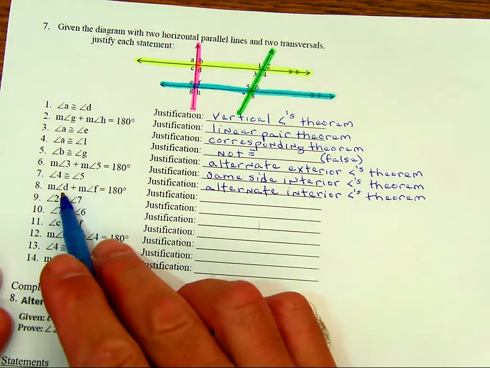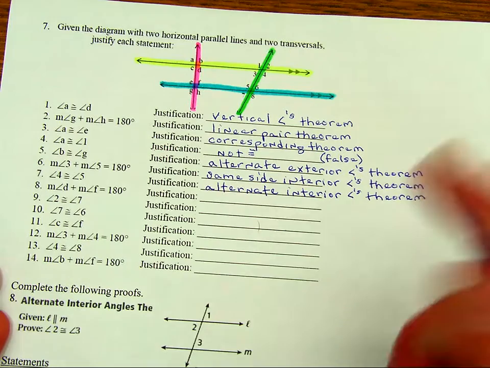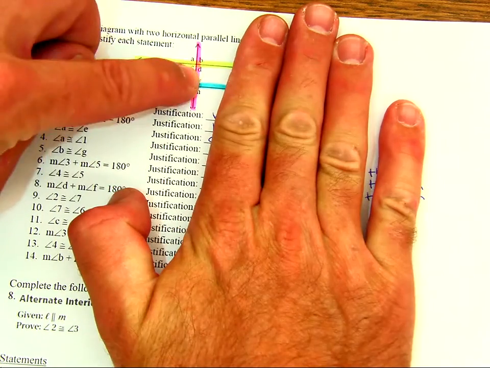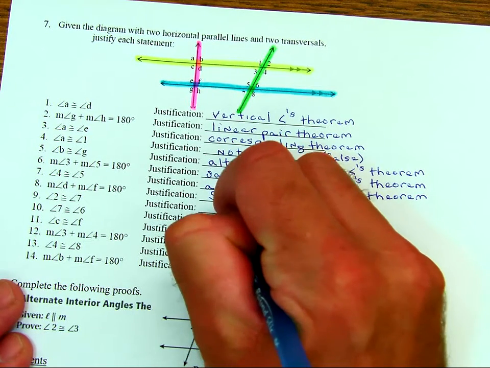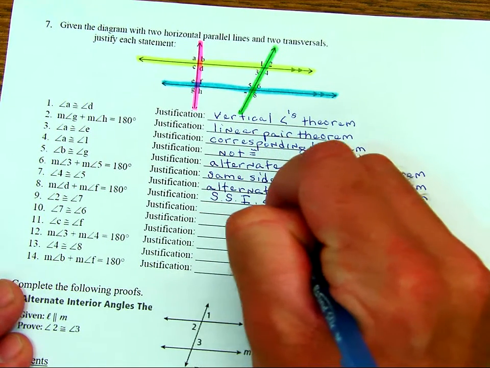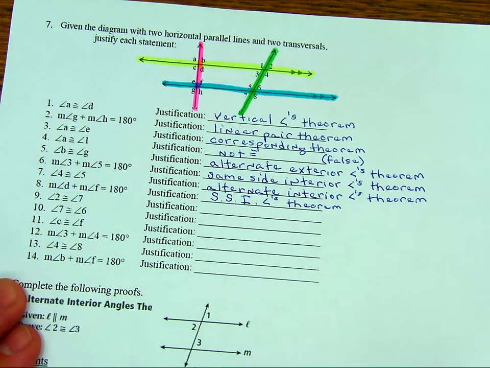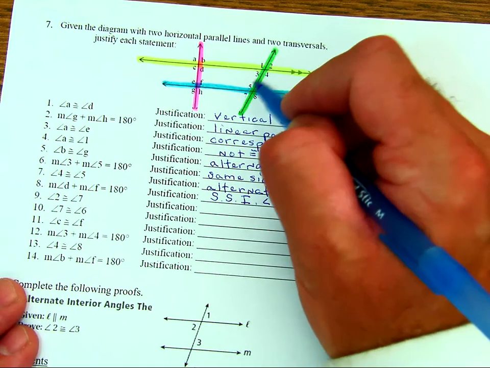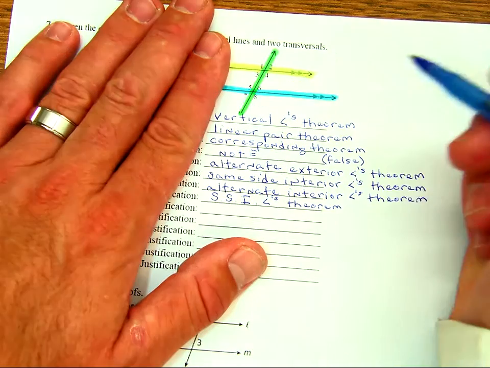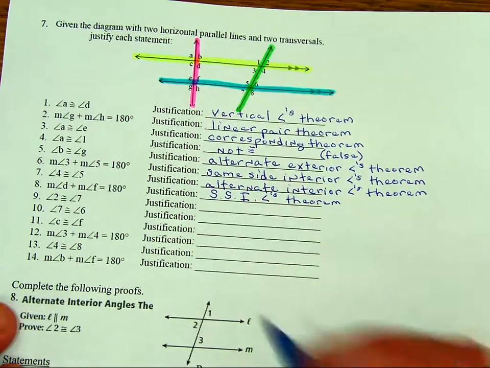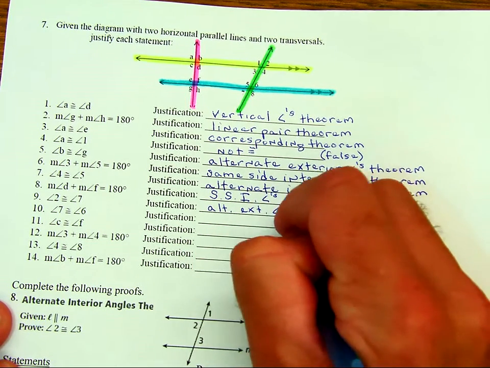Okay, next says the measure of angle D plus the measure of angle F equals 180. Okay, we've seen that before. They're same side interior angles, and since the yellow and blue lines are parallel, I'm going to abbreviate same side interior angles theorem. Same side interior angles are congruent. Okay, next says angle 2 is congruent to angle 7. Again, those are on the exterior of the parallel lines on alternate sides of the transversal. So I'm going to abbreviate, this is the alternate exterior angles theorem.